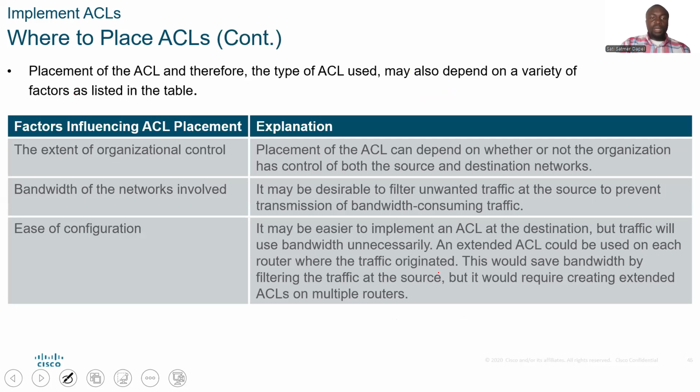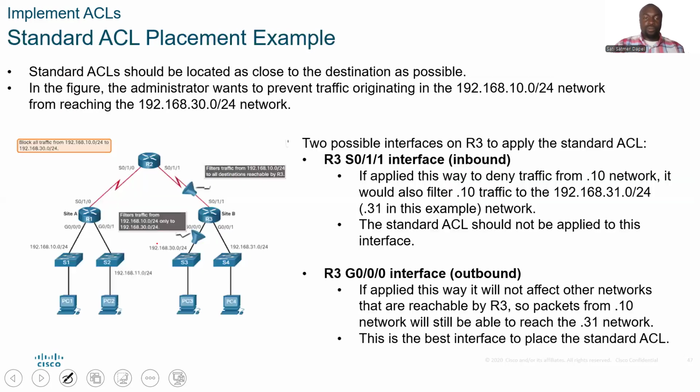All right, so placement of an access list, and therefore the type of access list used, may depend on a variety of factors: the extent of organizational control, the bandwidth of the network involved, and the ease of configuration. This is still talking about placement.